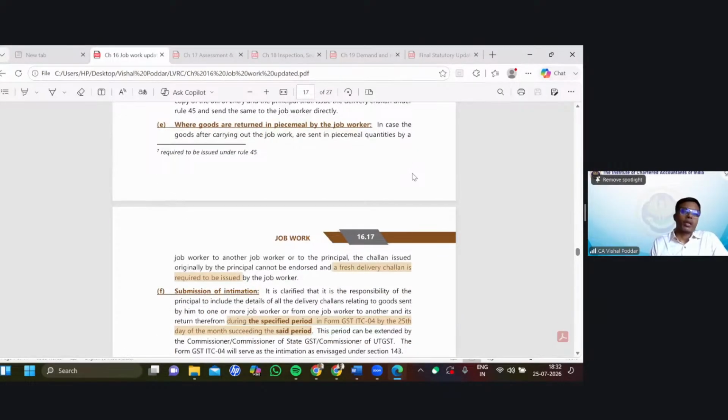Now, what happens if I have sent 1000 units and while returning, the job worker is returning me 100 units? So where goods are returned in piecemeal. See, if entire 1000 would have come, the job worker could have used my own delivery challan, which I had sent initially, to return back the goods, which we studied above.